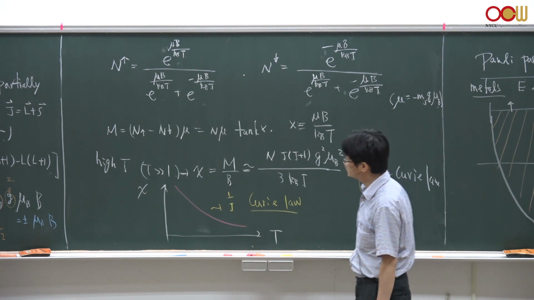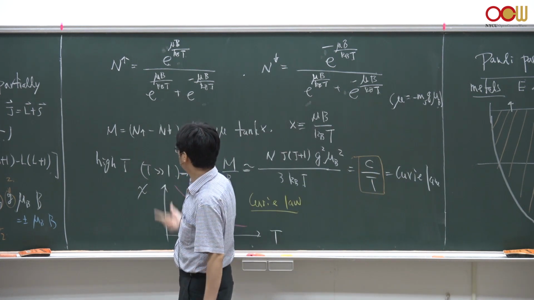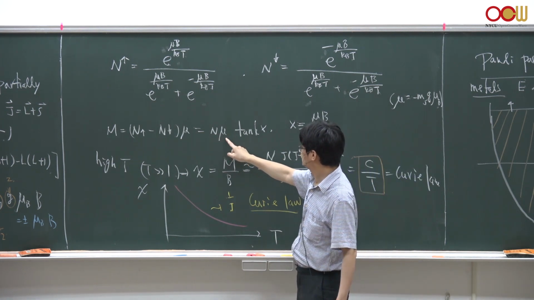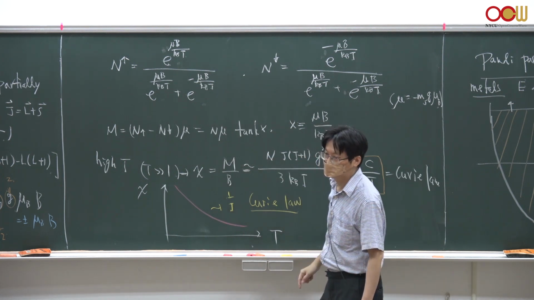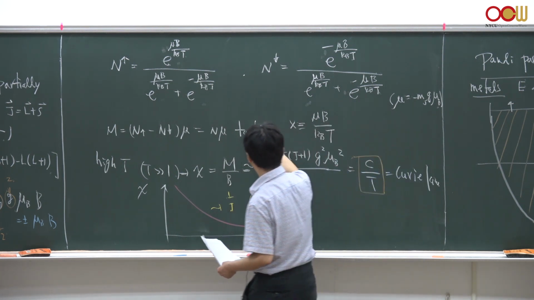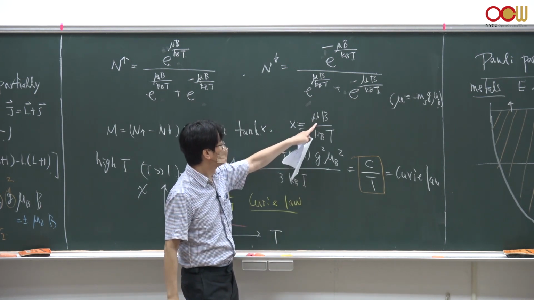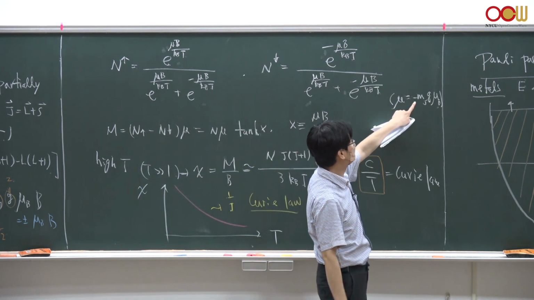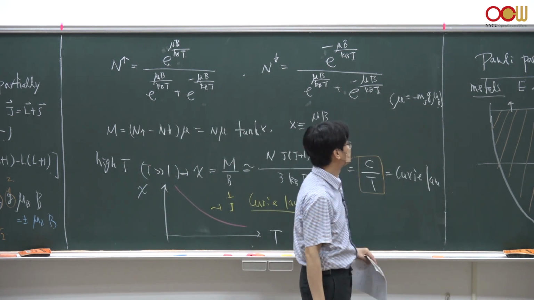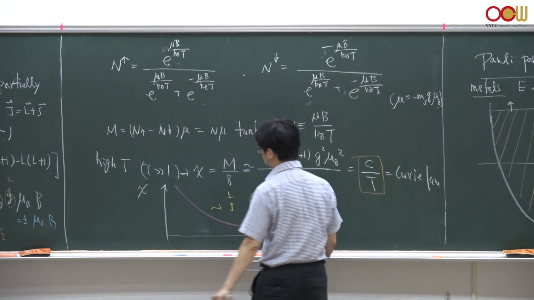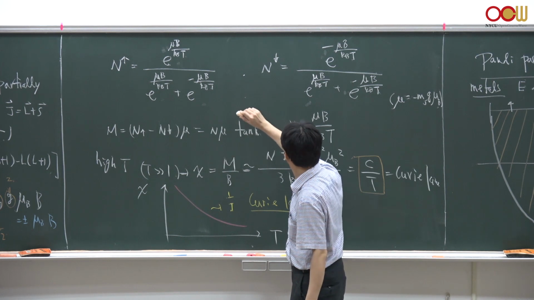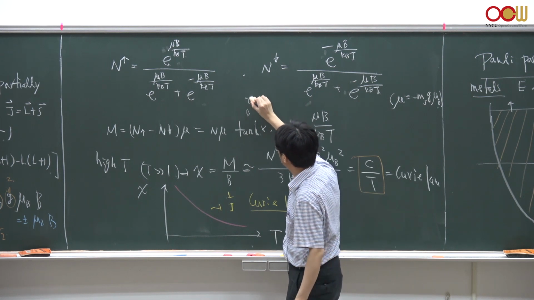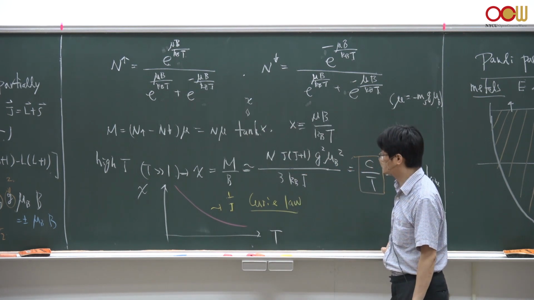Now we could simply subtract one from the other, and we get the net magnetization, which is N times the magnitude of the magnetic moment mu times hyperbolic tangent of x, where x is defined by mu times B divided by k_B T, where mu is given by minus m_J g mu_B. In the high temperature region, you could simply take advantage of the approximation that mu B over k_B T is really small, so the hyperbolic tangent is approximately linear in x.